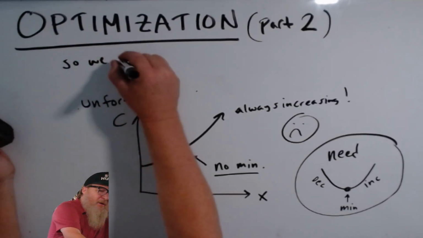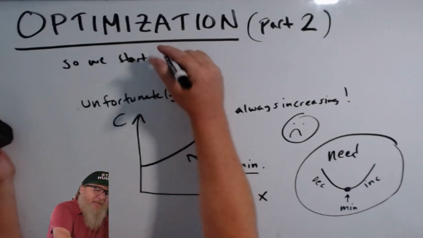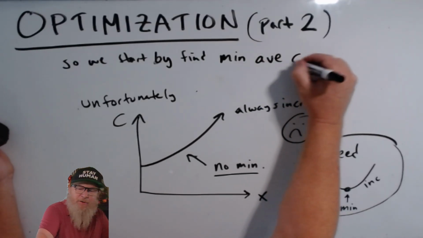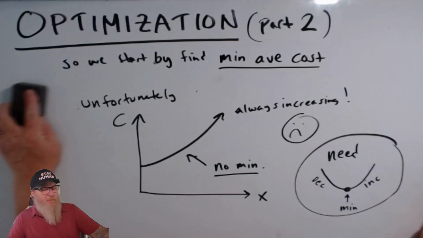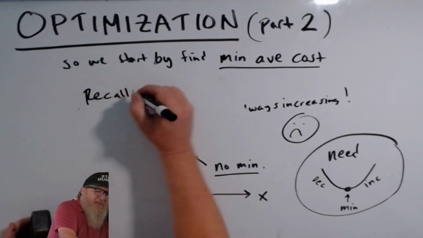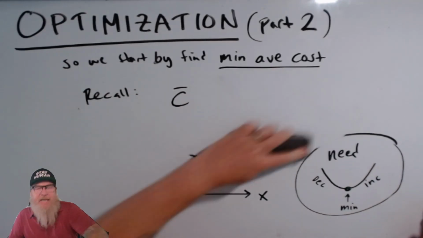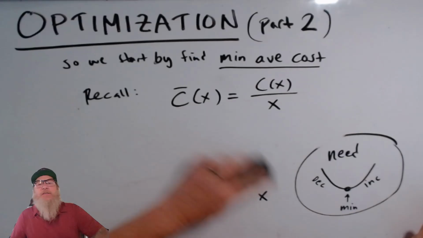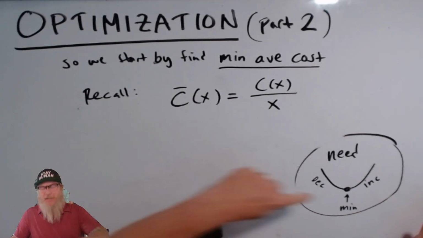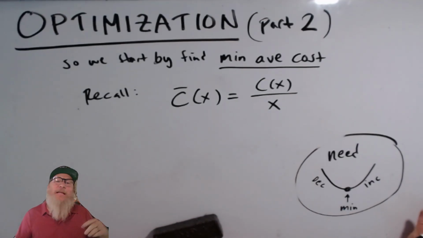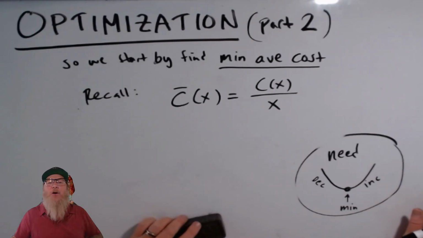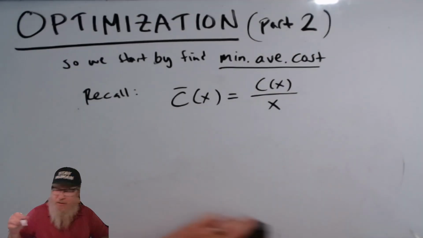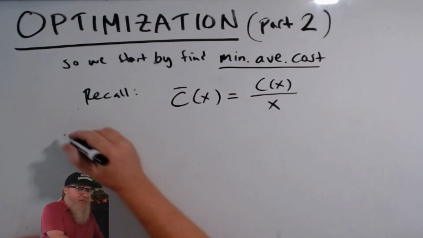So we start by minimizing, or finding, the minimum average cost. All right, and so recall average cost. Average cost is C hat, and it is the cost function divided by x. And when we do this, then this will happen, at least in all the examples I'm going to give you today. We'll be able to find the lowest average cost, or the minimum average cost. I'm just abbreviating here, minimum average cost. All right, let's get right into it.